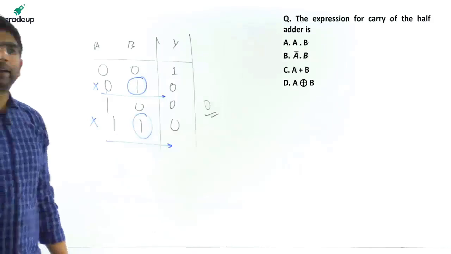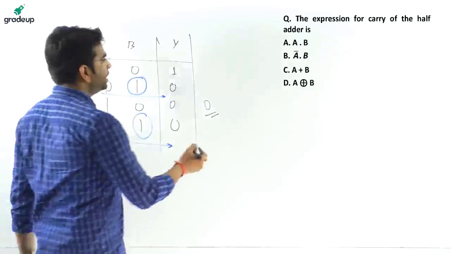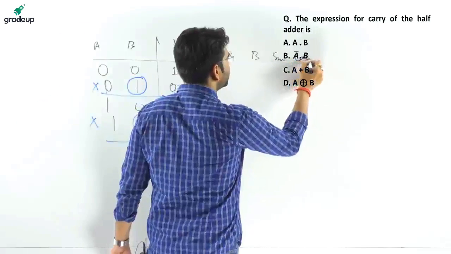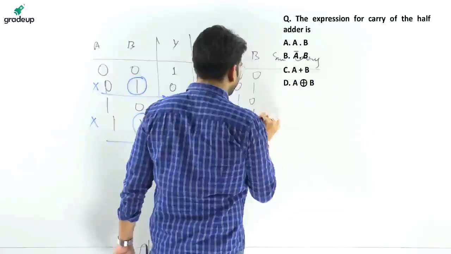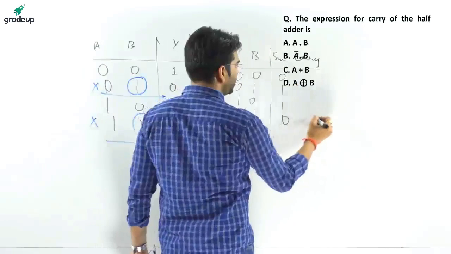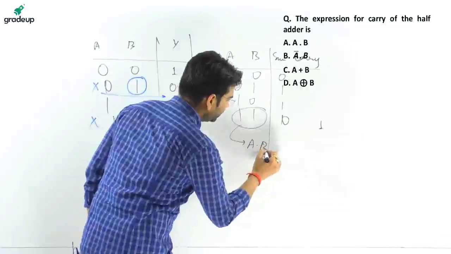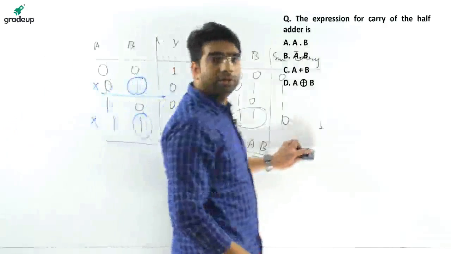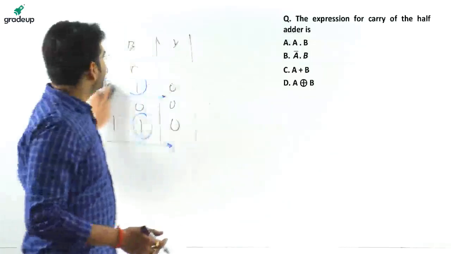The expression of carry of the half adder is, what is the expression of carry? Carry कब आया था half adder में? A, B, sum, and carry. Okay. 0, 0, 0, 1, 1, 0, 1, 1. Sum was 0, 1, 1, 0 and carry was at this place. So it was A dot B. Okay, I'm sorry I just wrote on the PNG itself. The expression was A dot B.